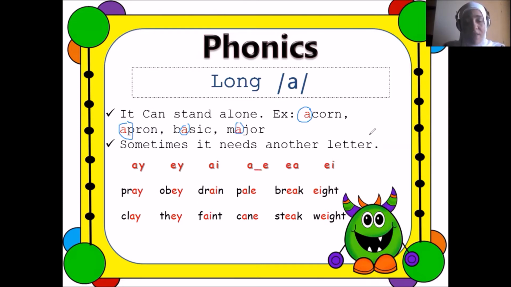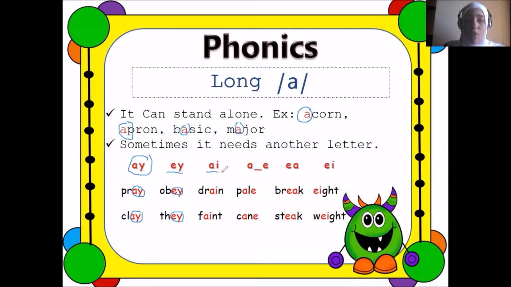Sometimes it needs another letter to give it the long sound. Like AY, as in pray, play. I have the long A sound at the end. Also, I might have the EY. Here I take the long sound A also. If you notice, I have the vowel letter E with Y, but they take the long sound A. So the word becomes obey, they.